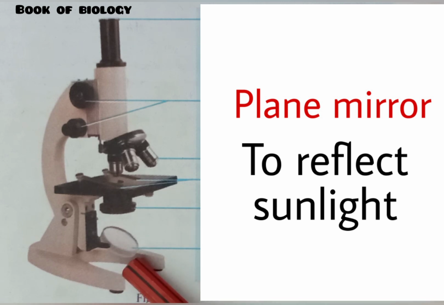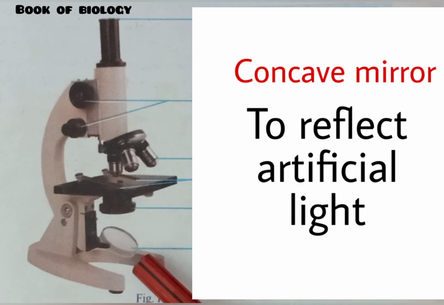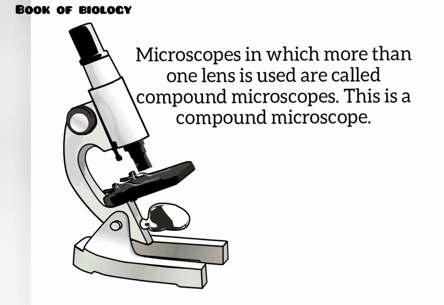So what is the use of a plane mirror? It is used to reflect sunlight. That means it is used to receive sunlight. And what is the use of a concave mirror? Concave mirror is used to reflect artificial light. Microscopes in which more than one lens is used are called compound microscope. So this is a compound microscope.